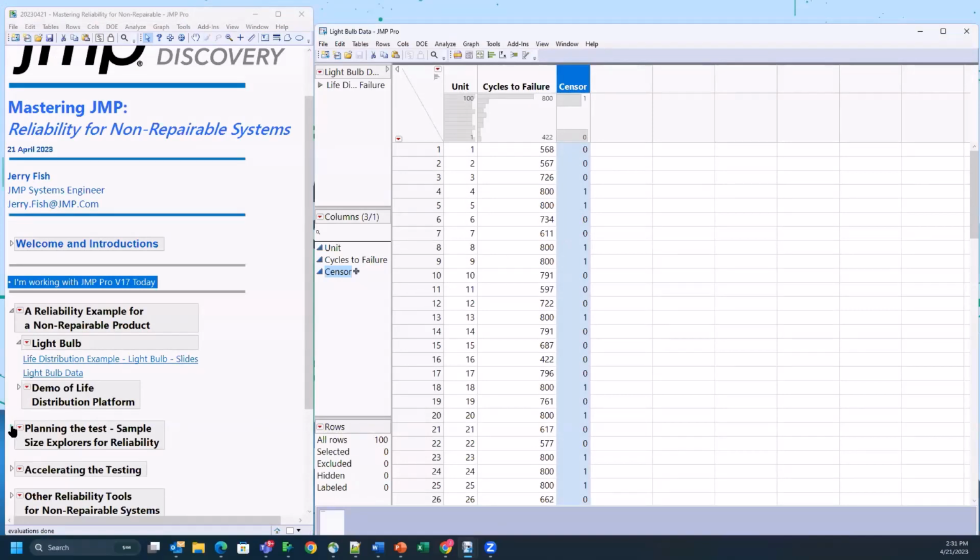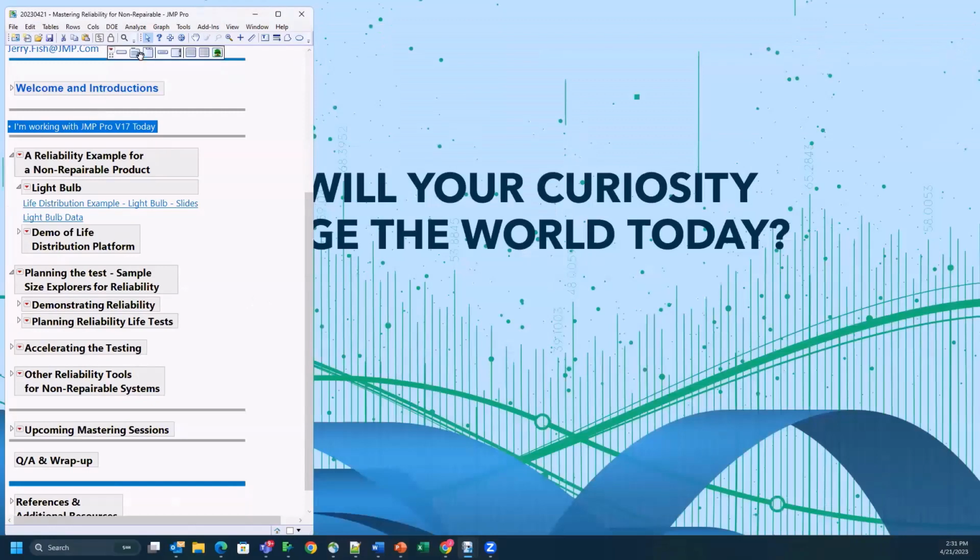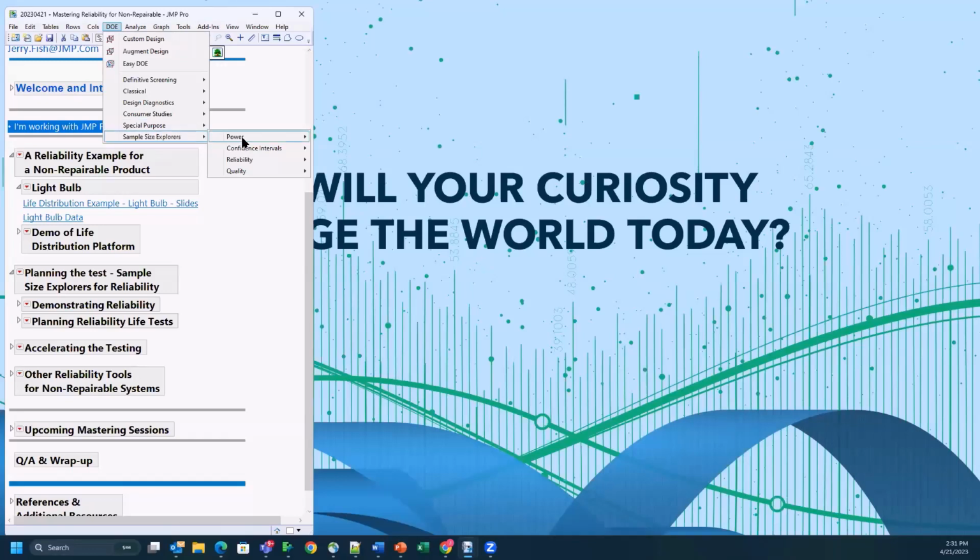Okay, so sample size planning. There are a couple of tests in JMP. And this is going to be under the DOE menu. So under DOE and down here at the bottom is sample size explorers. This is where JMP 17 is going to look a little bit different than JMP 15 and 16 and prior versions. And then here's reliability.